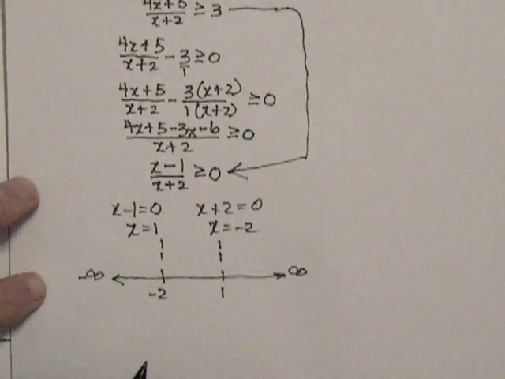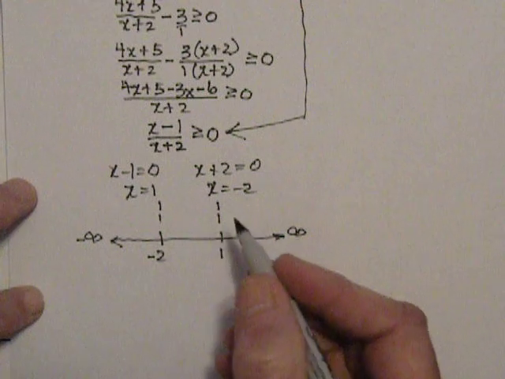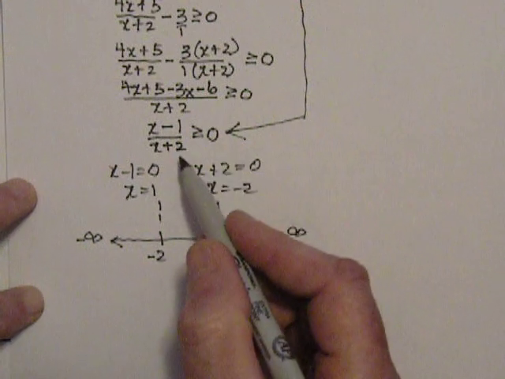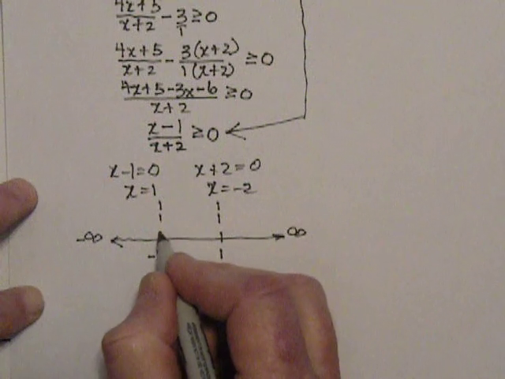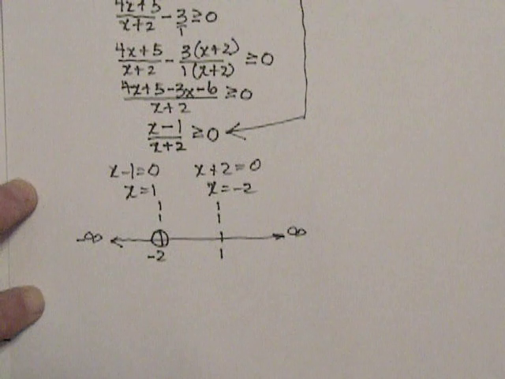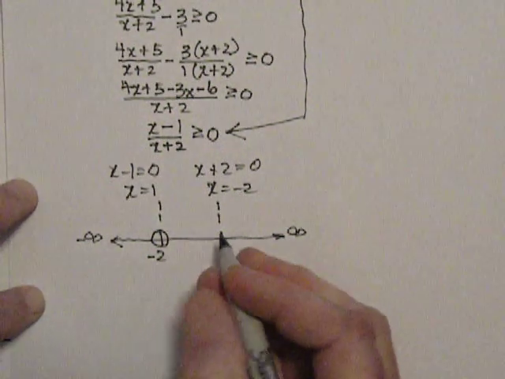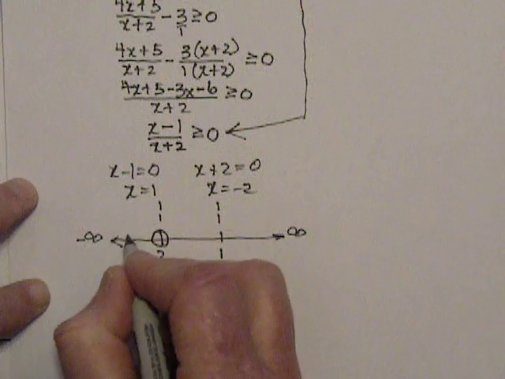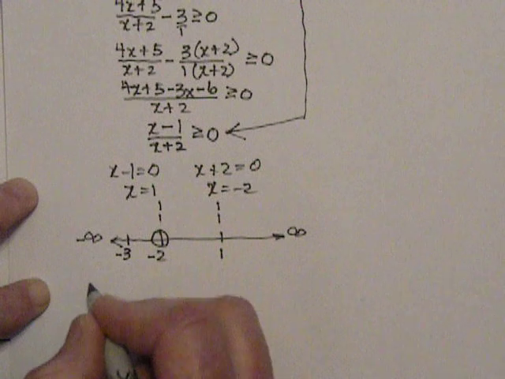Alright, so we know, of course, that in this case, the x plus 2 means negative 2 is not going to be a solution, because it would make the denominator 0. So whatever I get from my solution, negative 2 cannot be included. Alright, so I'm going to test each piece as before. Choose maybe negative 3 from here and plug it in.